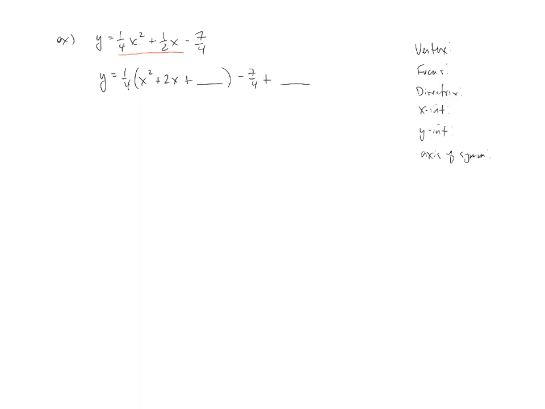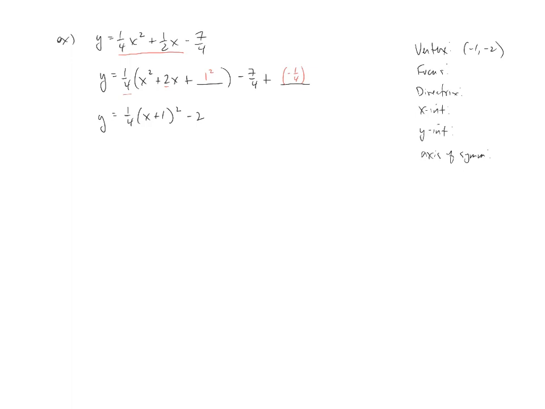So half of 2 is 1, and we square it. Now be careful, you took a 1/4 times a 1 squared, so to keep it balanced, we're going to have to subtract a 1/4. So we added a 1/4 in the parentheses, and now we're subtracting a 1/4, which is essentially adding 0. So then we would factor it into (x + 1)², and then -7/4 and -1/4 is -8/4, so -2. So our vertex now we can see would be (-1, -2).